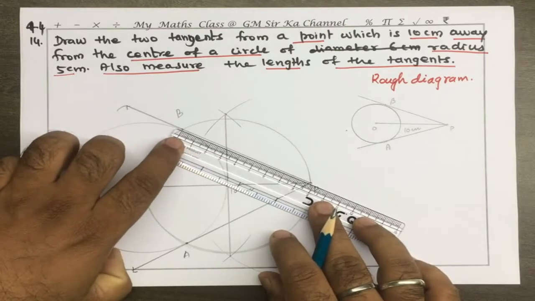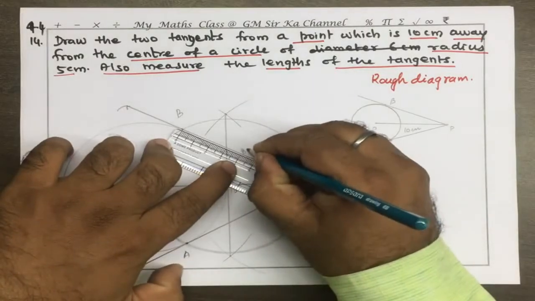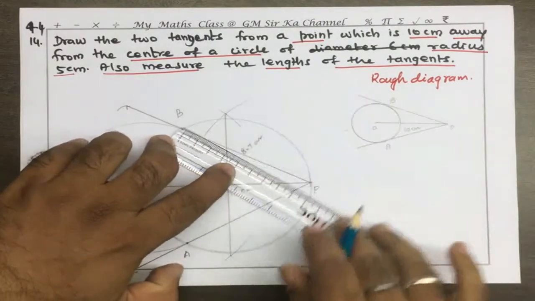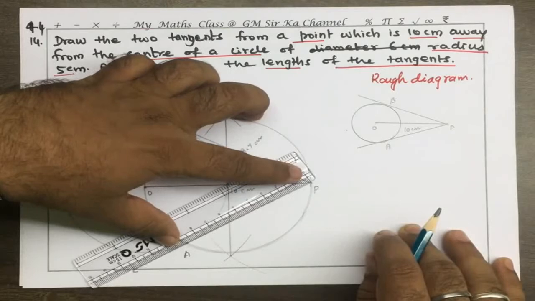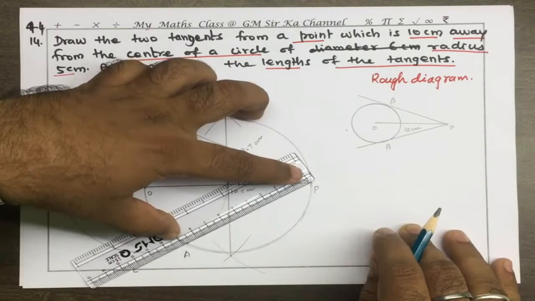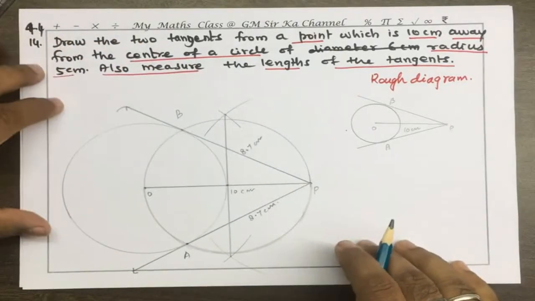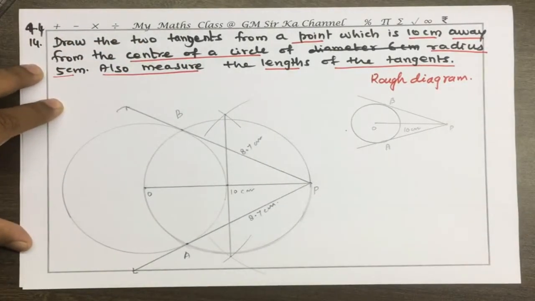So the lengths of the tangents, 8.7 centimeter, both we have to measure. That's it in this type of problem.